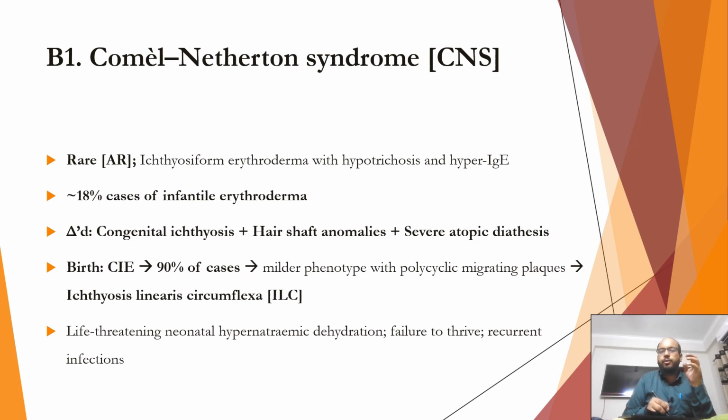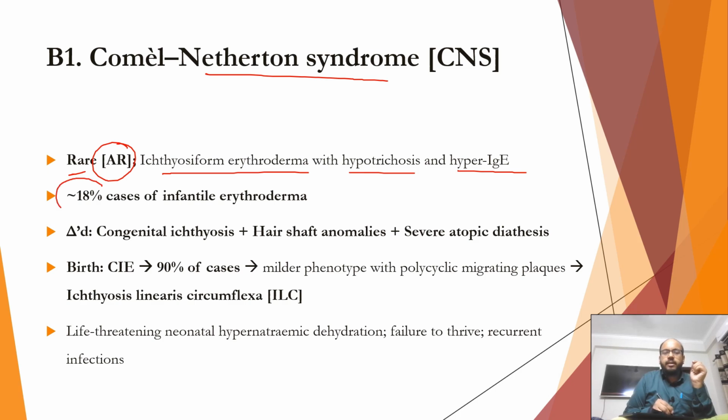Starting first with Comel-Netherton Syndrome, or just Netherton Syndrome as we know it. It's a rare autosomal recessive disorder, and the description is ichthyosiform erythroderma with hypotrichosis with hyper IgE. It roughly constitutes about 18% of cases of infantile erythroderma. But in infancy, there are so many causes of erythroderma that most of the time the diagnosis of Netherton syndrome is delayed. So it becomes much more important for us as dermatologists to know about the little details of Netherton syndrome so that we can easily diagnose it and start the treatment.